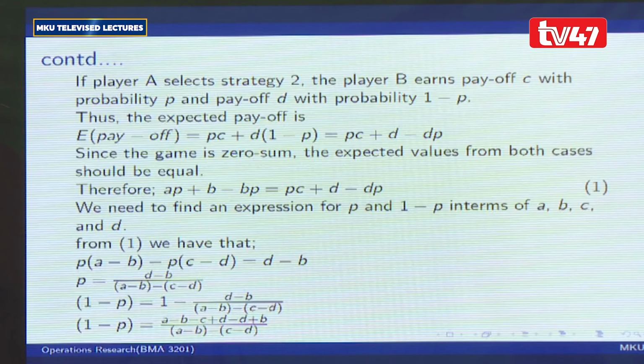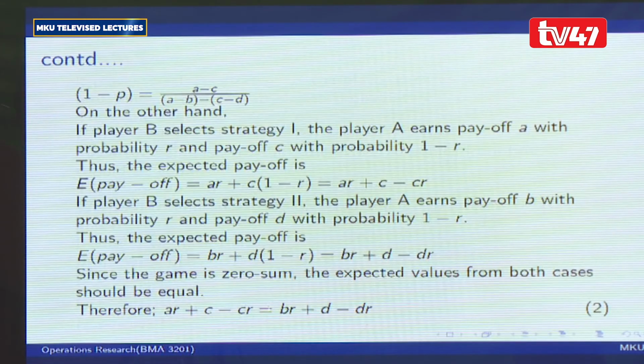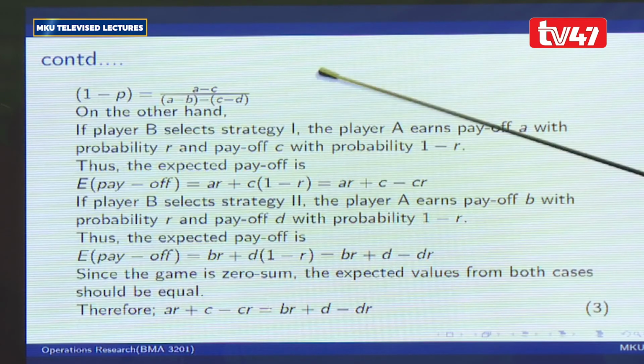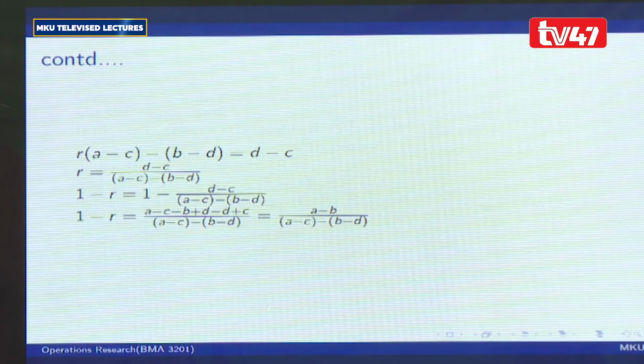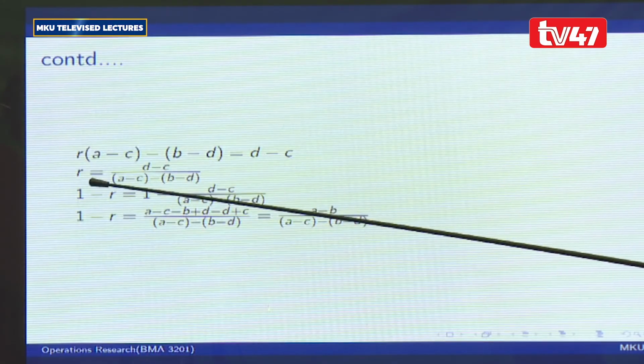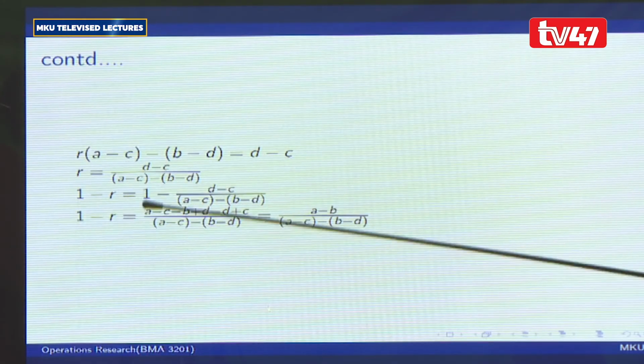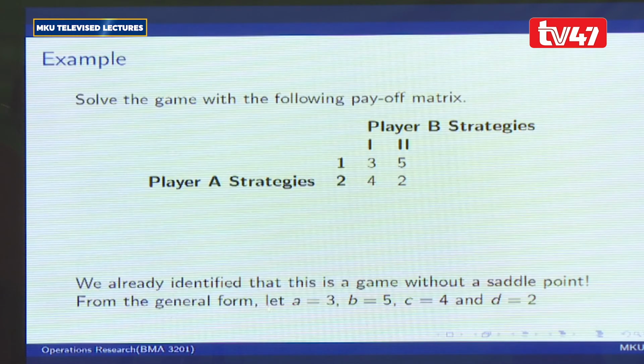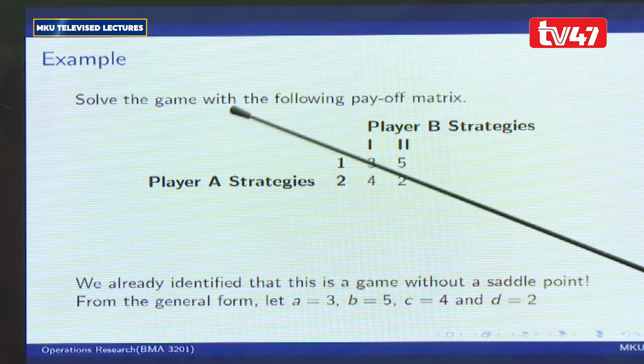Repeat the procedure done for player B so that you will get an expression for R as derived here, and 1 minus R. You see that we are making the same assumptions we made for player A, so that you have the expressions for R and 1 minus R. Then we can go back to our example.